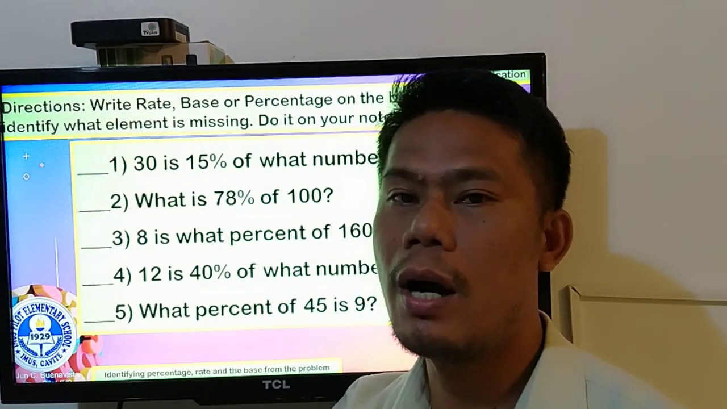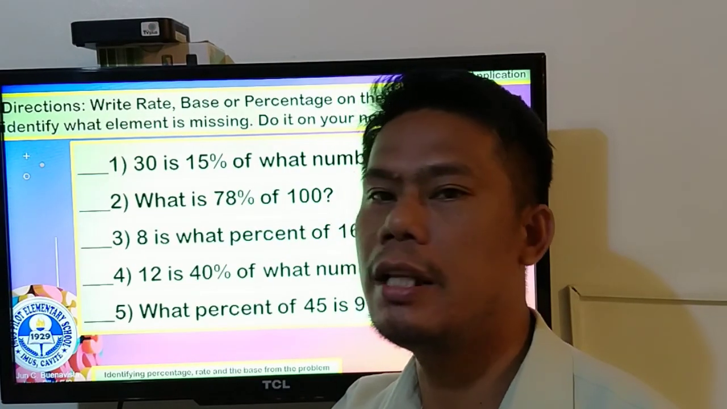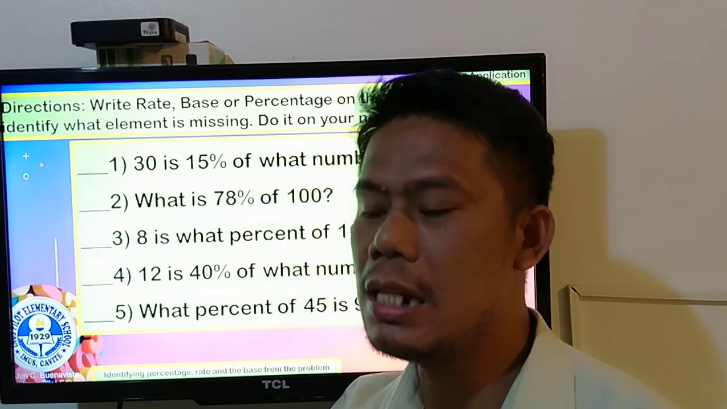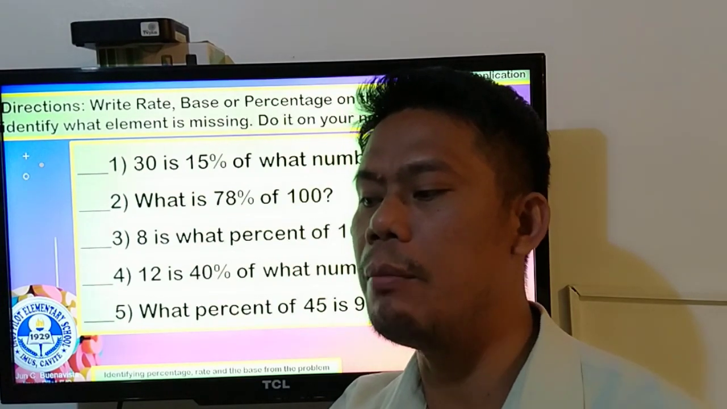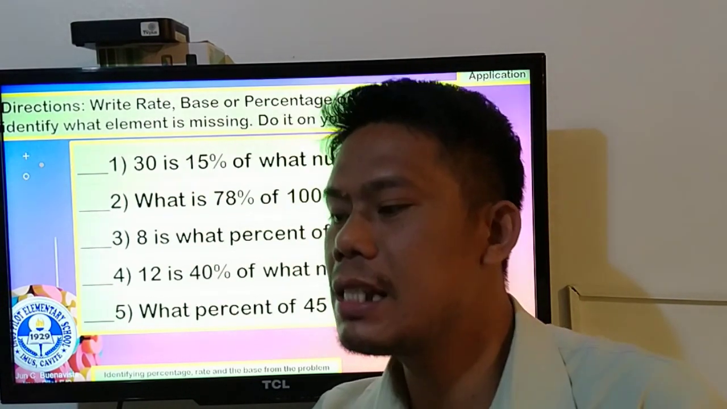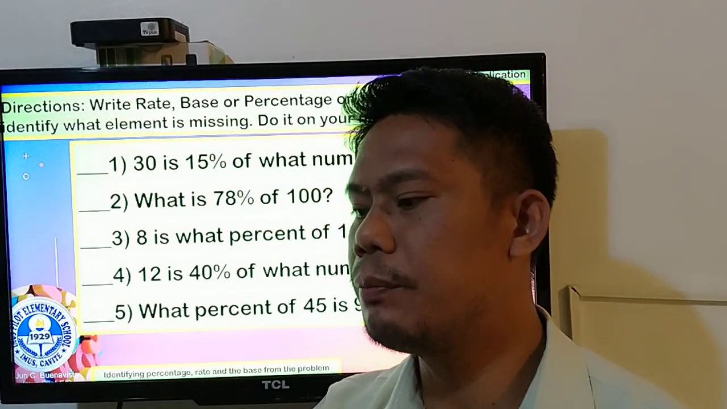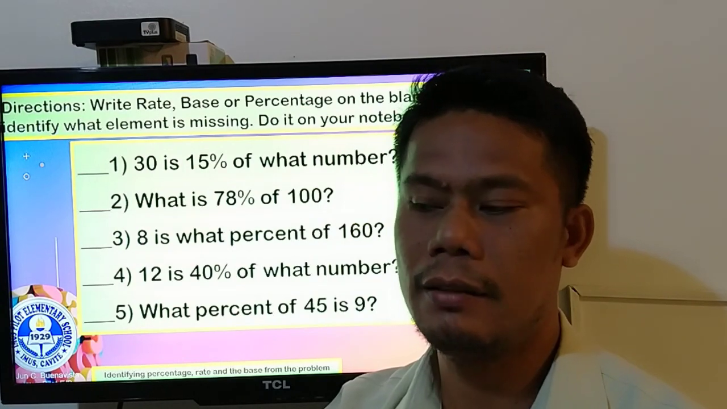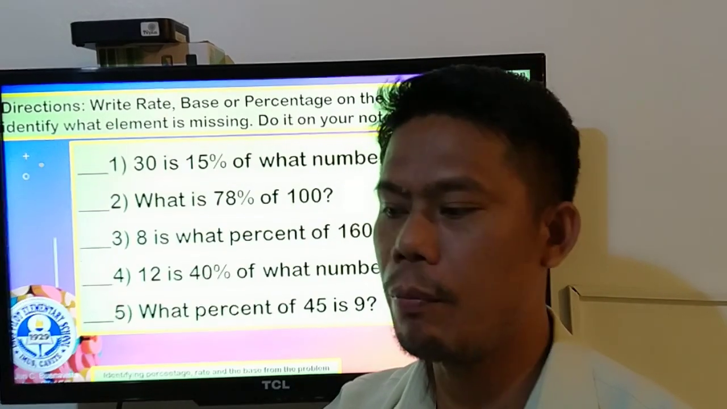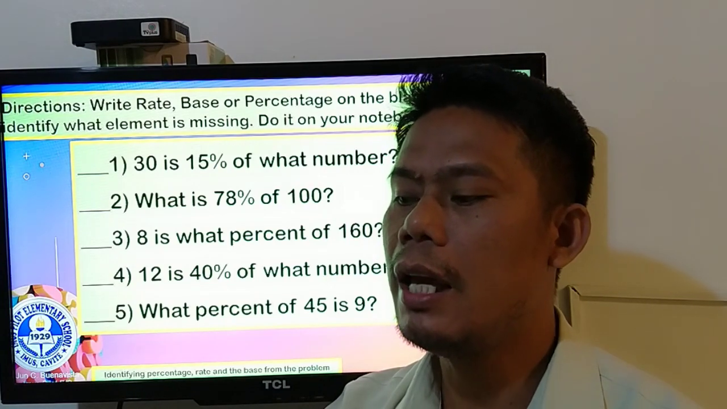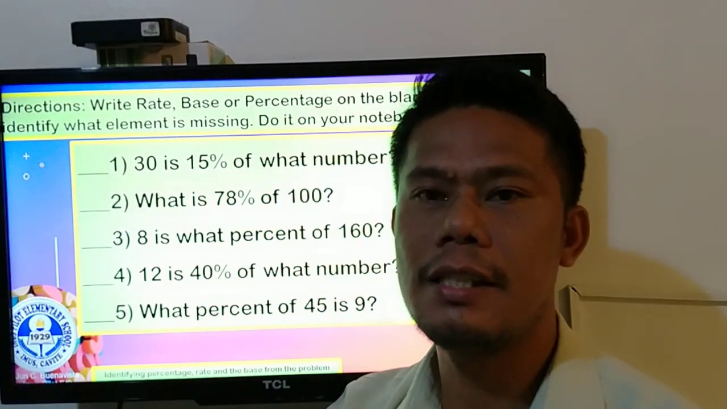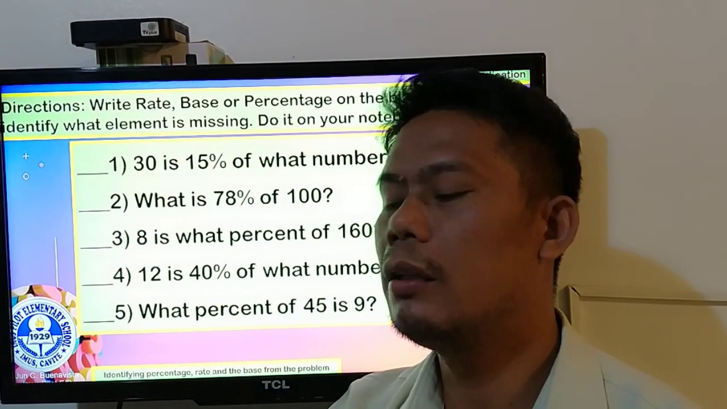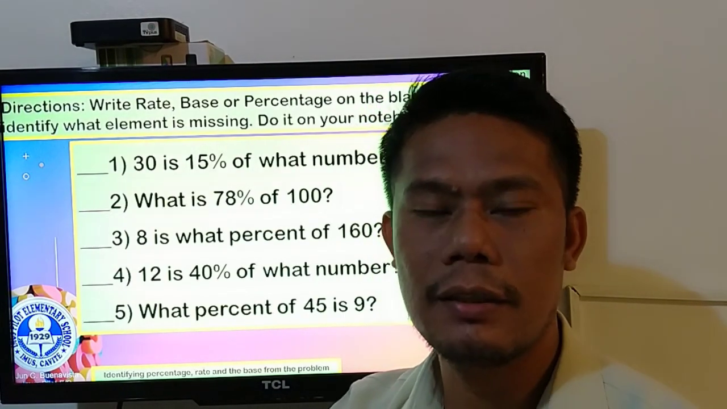So let's have this number 1. 30 is 15% of what number? So your answer, what element is missing? Ano bang nawawala na element ng percent ang nasa problem number 1? Then let's have problem number 2. What is 78% of 100? So what is the missing element? Then number 3. 8 is what percent of 160? Then number 4. 12 is 40% of what number?